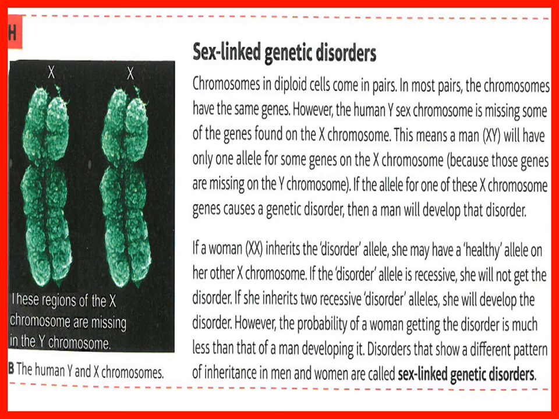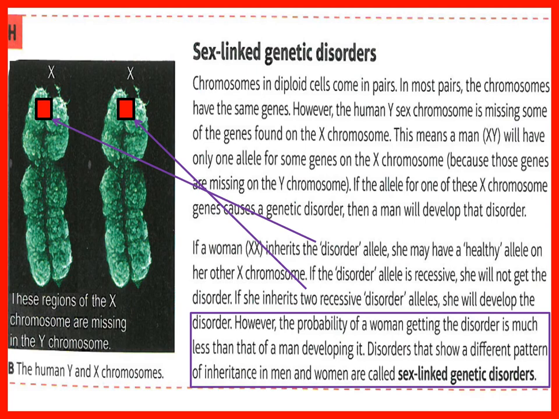However, females are XX. If they have a faulty allele that they inherited either from the father or the mother, they would then express the healthy allele from the other X chromosome. They could only express the faulty disease if they have two copies of it. So in other words, you'd have to inherit from both the father and the mother, and therefore their chance of doing that is a lot less than for males. And these are known as sex-linked genetic disorders.